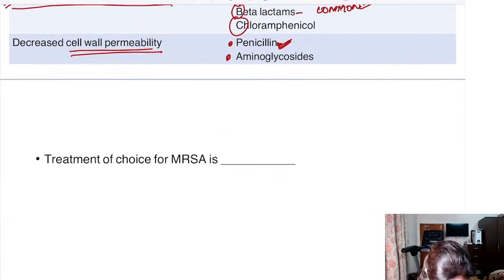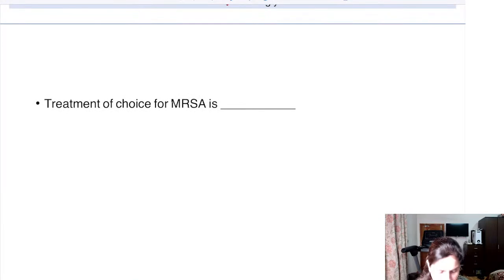Okay. Now the next is, I've already done this, but still: what is the treatment of choice for MRSA?